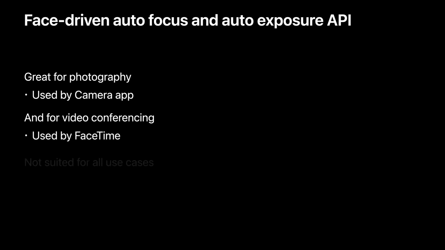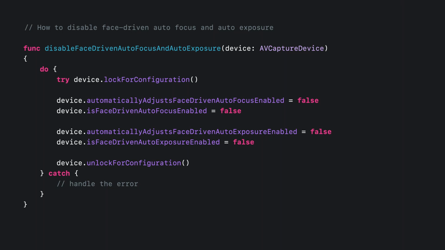But sometimes, it's not best suited for an app to have the autofocus and autoexposure systems be driven by faces. For example, if you want your app to give the user manual control over the captured image, you might consider turning this off. If you decide face-driven autofocus or autoexposure is not right for your app, you can opt out of this behavior.